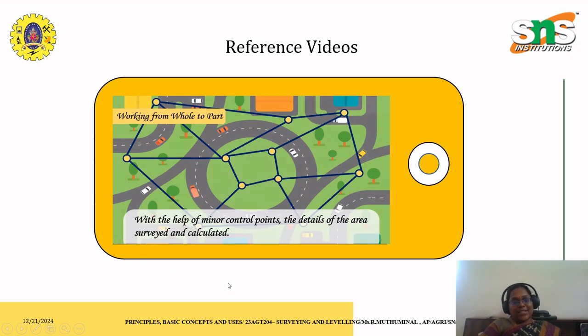So as you can see here, in the first principle our main motto is to establish two new points, and in the second principle, working from whole to part, we are going to split the area into several small parts, which makes it easier to calculate the area that is involved or surveyed. So this is our main principle.